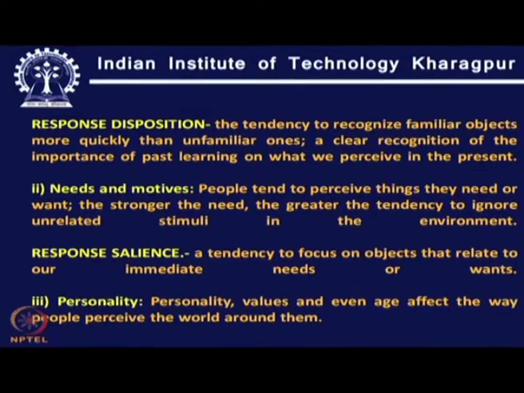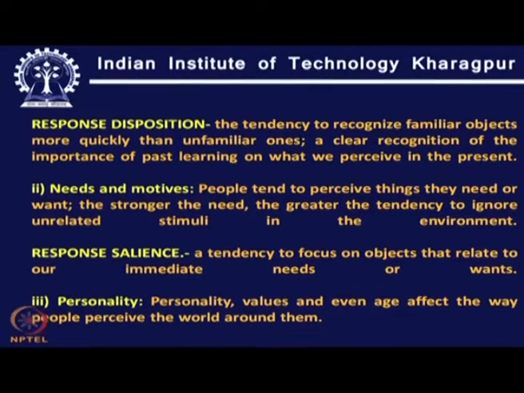Next is needs and motives, in which the present dominant need plays an important part in what stimuli we are recognizing at that particular point of time. So, if we are very hungry, we will try to find food, and we can see only food and nothing else around. That is what the dominant need does: it helps us to recognize or focus on objects which are going to gratify that immediate need, and that is called response salience, meaning a tendency to focus on objects that relate to our immediate needs or wants.